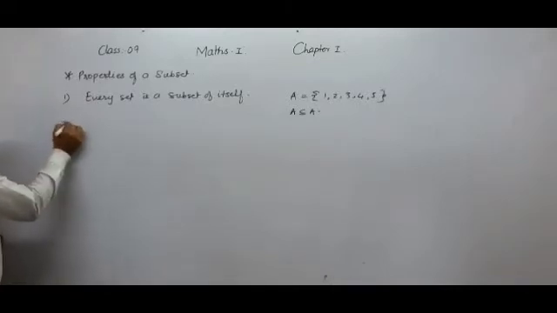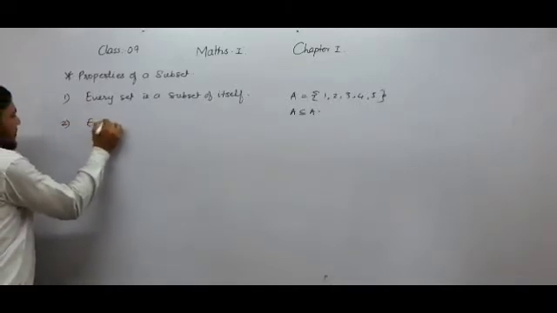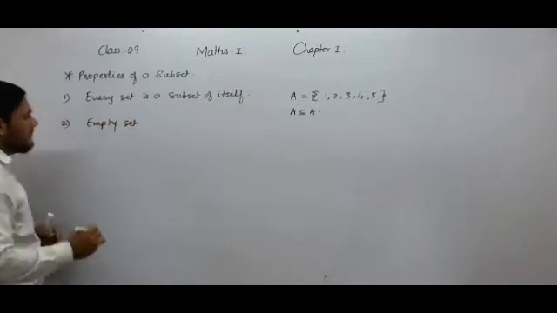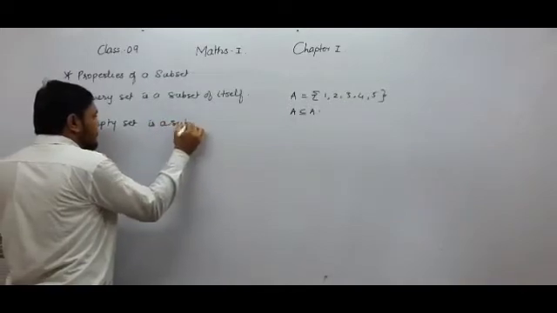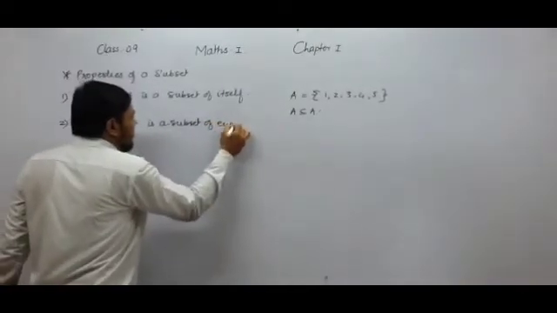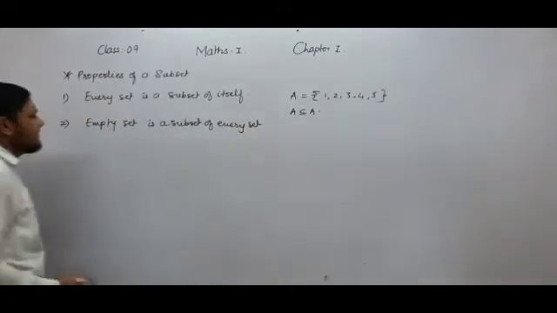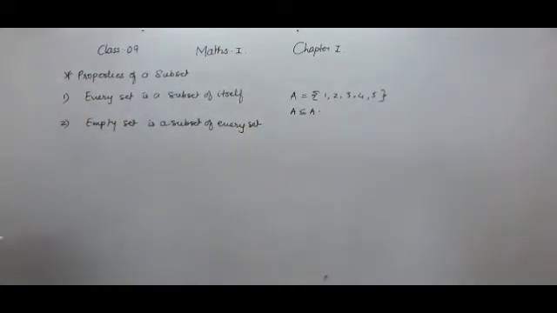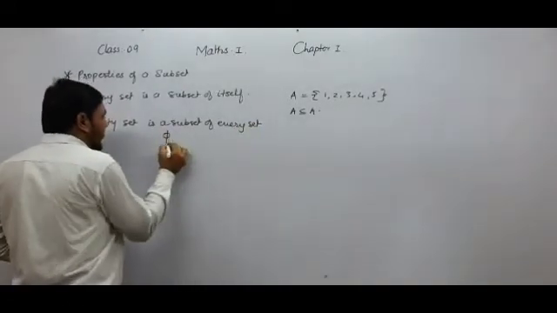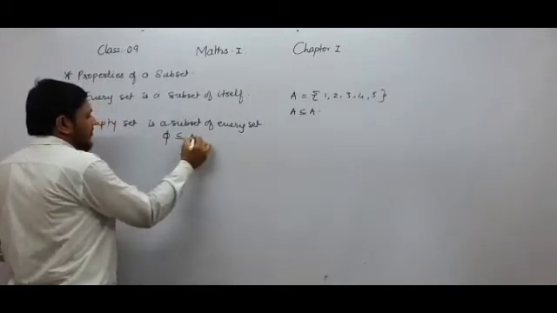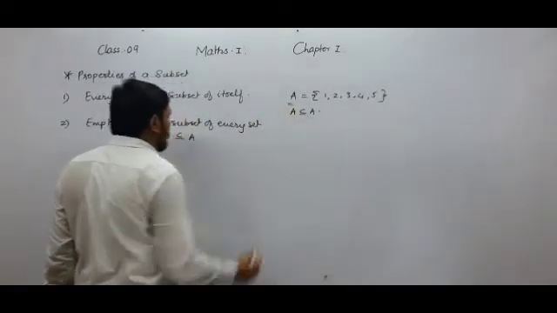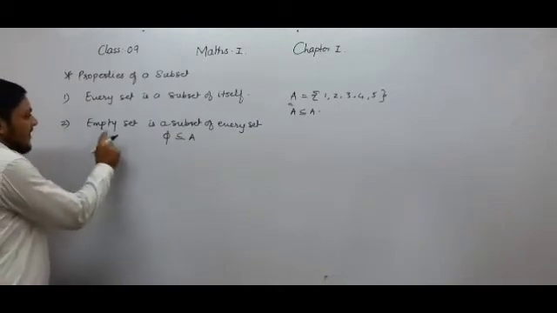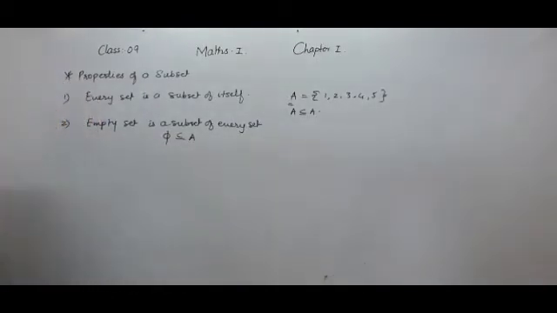Now the second property is the empty set. We know the empty set does not contain any element. The empty set is a subset of every set. You can denote the empty set by phi. Phi is a subset of A. You can also say that phi is a subset of B, if you take set B into consideration. Here we have taken set A into consideration, that is why we can say that this empty set phi is a subset of set A.